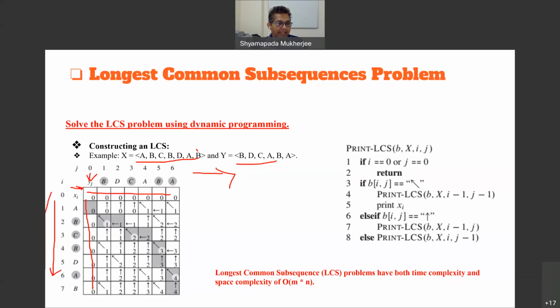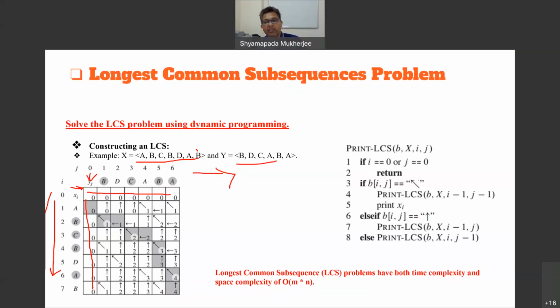Then this C and this C is matching. So the value was 1, here the value is increased by 2. Then B is matched with this B, so the value is increased to 3. And then this A is matched with this, the value is increased to 4. And then there is no match, so finally it is 4 maximum. So the longest common subsequence we get here is BCBA, and the length is 4.